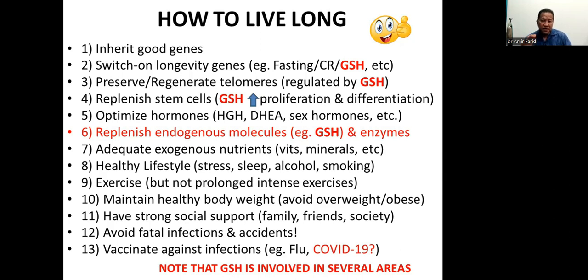So these are 13 factors that you should look into if you want to live long. The only one that you cannot choose is number one, because you didn't choose your parents. All the rest, you are now in a position to do something about. And look at the role of glutathione. Number 1, number 2, number 3, number 4, number 5, number 6, all involve glutathione. So glutathione has a very important role to play in anyone's health and anyone hoping to live long. Your fountain of youth, one indispensable component is having high levels of glutathione.